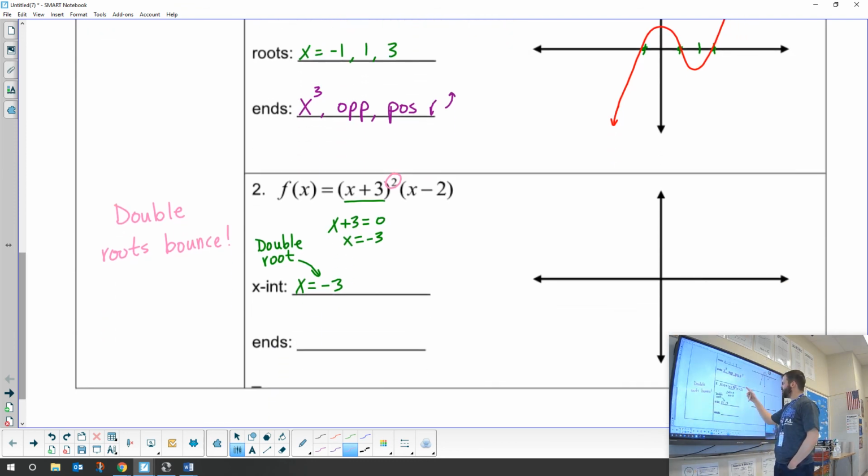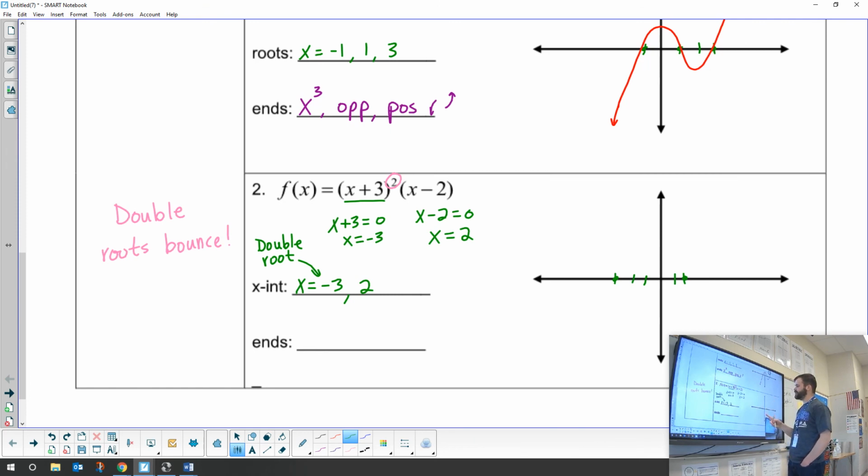All right, then this x minus 2, that's going to give me my other root. We go x minus 2 equals 0. Pretty much it's just the opposite, right? So my other root is 2. So we're going to have a root at negative 3. So negative 1, 2, 3. We're going to have a root at 2. Okay. Now remember, that is a double root, and double roots bounce.